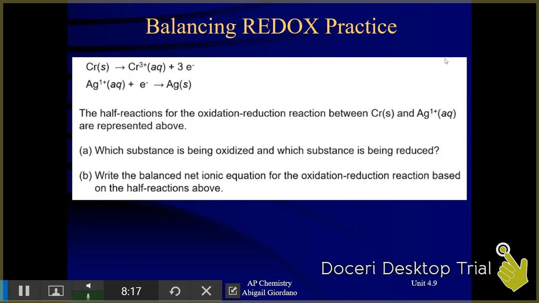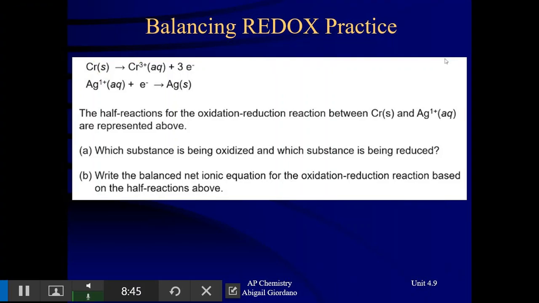So let's assign oxidation states. This is 0, this is +3, this is +1, and this is 0. So if you look at chromium first, chromium's charge has gone from 0 to +3. That is oxidation. Silver has gone from +1 to 0. That means it has been reduced. Okay. Then it says write the balanced net ionic equation for this reaction based on those half reactions.